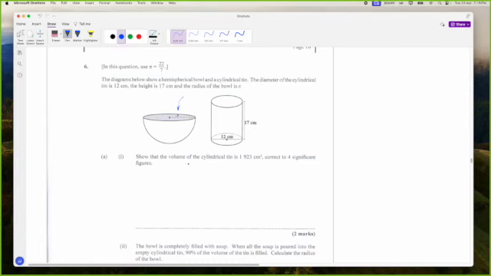All right, show that the volume of the cylindrical tin is 1923, correct to 4 significant figures. The volume is just the area of the base multiplied by the height. So the volume will be the area of the base, which is pi r squared. You're not using the 12. The radius of this base is 6 centimeters here, right? Times the height, 17. We're using pi as 22 over 7. 6 sixes are 36. Times 17. Times 22 over 7 is equal to that, times 17 is equal to that.